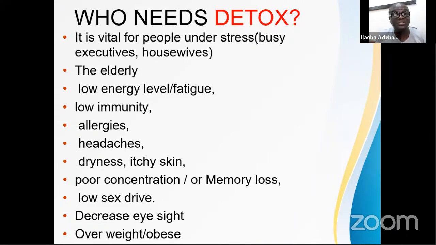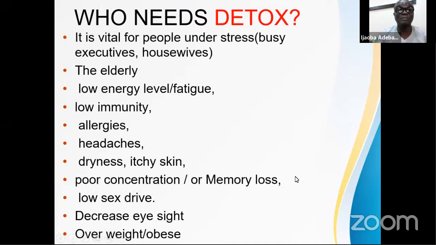Who needs to detoxify? Poor memory. You can't recall information. You enter into a room and you're asking yourself, what did I come here to do? You need to detoxify. We need to detoxify, both male and female, with low sex drive. You need to do a proper detoxification.